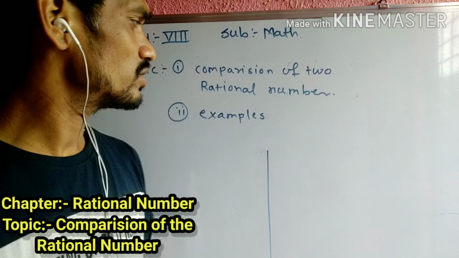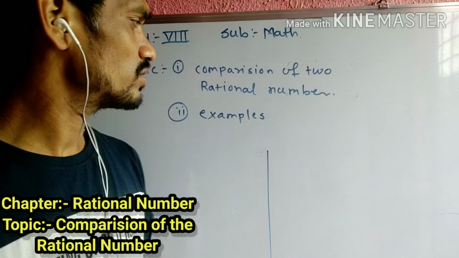The last two examples we are going to solve. In 3 by 2 and 5 by 6, which one is bigger? How to conclude? The denominator is not the same. Here the denominator is 2, here it is 6. It is not the same, so we can't conclude easily.